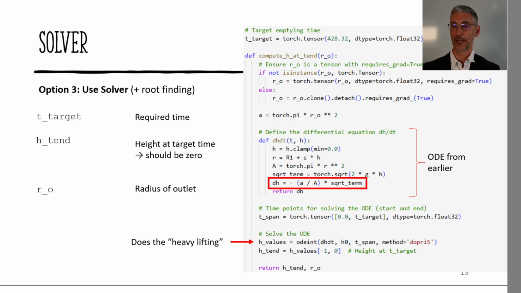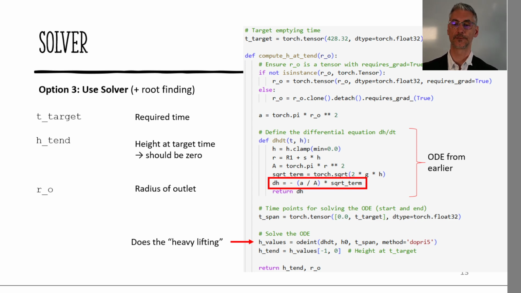Now we have a Python function on the right. We want to compute the height at the end, at t_end, for a given radius R0 of the outlet orifice. Then we step through this. First of all, you notice that if R0 is now our variable, we want to make sure that this is a torch tensor, because we need to keep track of the computational graph. So this is the first, if not isinstance, code. Then we compute the area of the outlet orifice. This depends on the radius that we want to optimize, obviously, right?